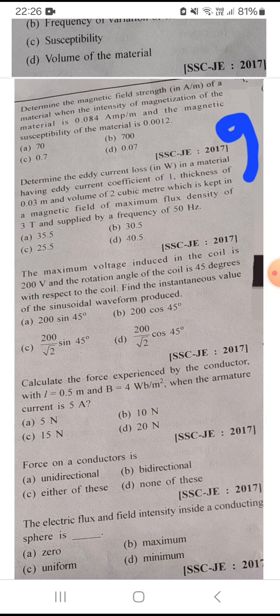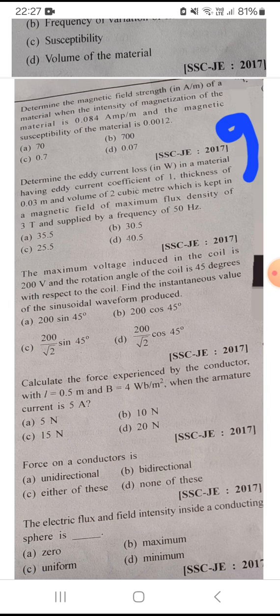Next one, the maximum voltage induced in the coil is 200 volt and the rotation angle of the coil is 45 degrees with respect to the coil. Find the instantaneous value of the sinusoidal waveform produced. So we know that V is equal to Vm sin omega t, that is Vm equal to maximum value of the voltage, that is the 200 volt, and omega t equal to 45 degree. So that is the 200 sin 45 degree is the right answer. So option A is the right answer.